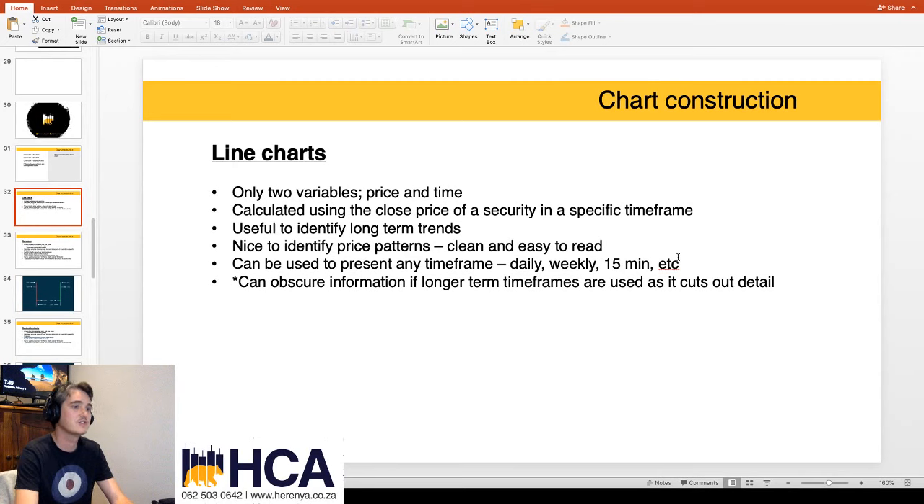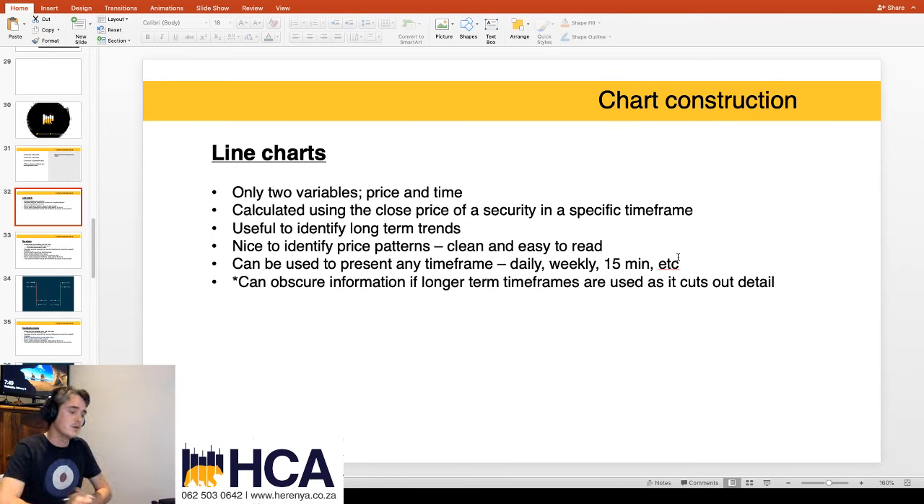So basically how this chart works is it is calculated or plotted by using the closing price of a security in a specific time frame, and then just plotting that at the different price at the different time points, right? So if the closing price on day 1 is 10 Rand, on day 2 it is 11 Rand, on day 3 it is 12 Rand, those three price points are then plotted over time on the chart, and those are the only two inputs really.